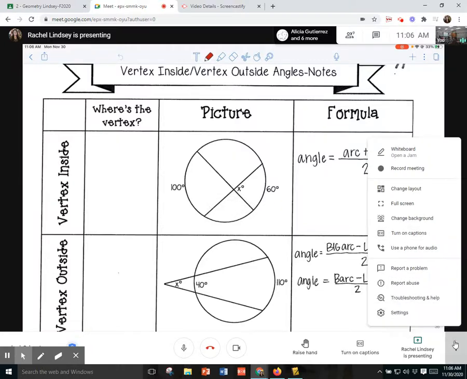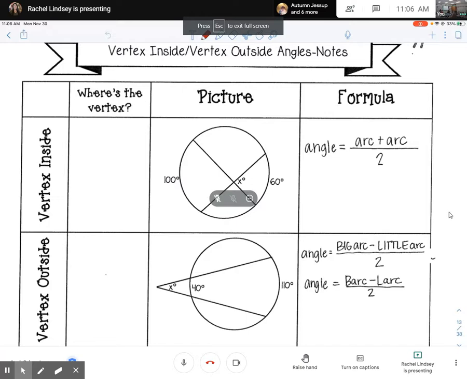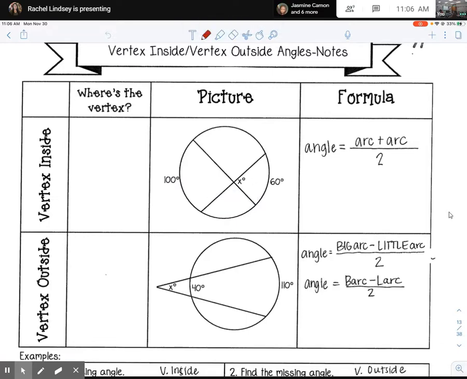Okay, so we're gonna look at these real quick. So there's vertex inside and vertex outside. These are a little bit different than just central and inscribed. Central and inscribed only have one arc. These types have two arcs with them. So vertex inside means that the vertex is inside the circle but not at the center.